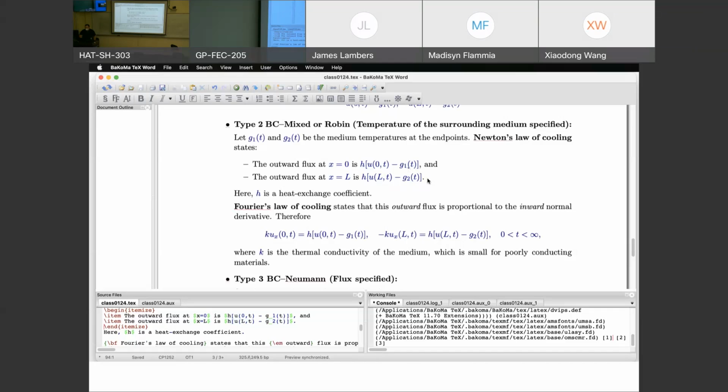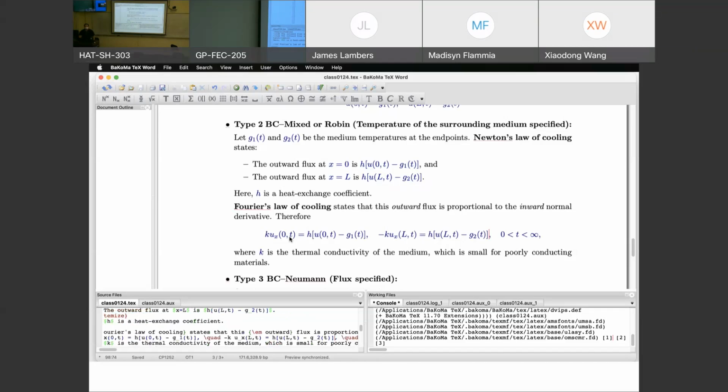Now, the inward normal derivative at the left boundary is du dx, because it's how u is changing as x increases. When you're at the left boundary point and x is increasing, you're entering the domain, the rod. So here we have a constant times du dx. Here, we have to include the minus sign, because du dx is the rate of change going from left to right. At the right boundary point, that means you're leaving the rod, but we require the inward normal derivative, so that's minus du dx.